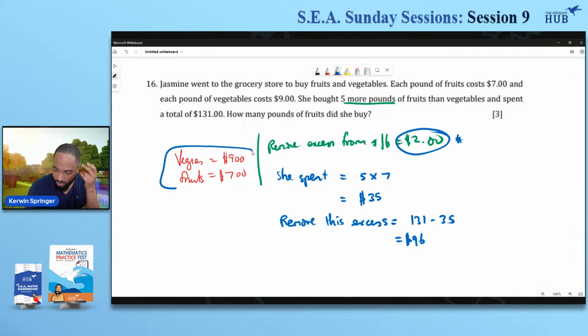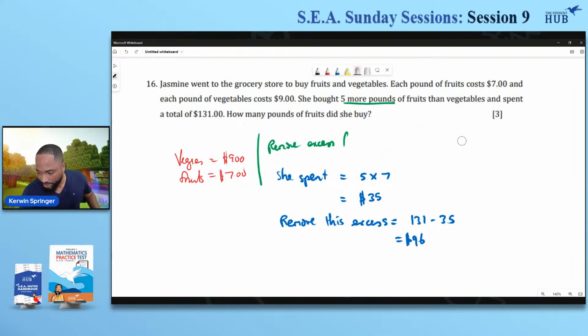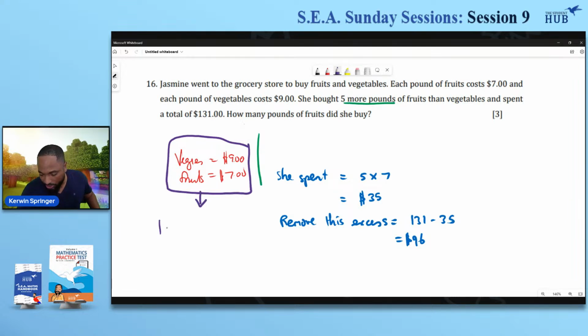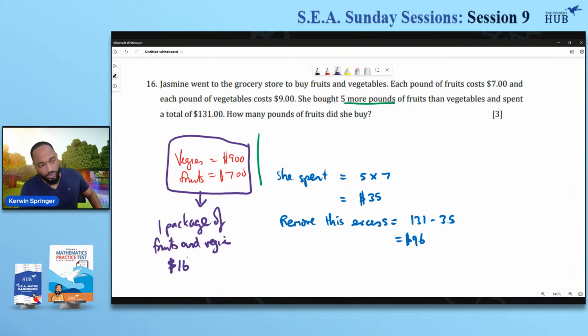Let me use a different color. I was planning to remove my excess $2, but I'll do a different technique. And this came in SEA as well. Let me use another color. I will use purple. I will consider this as 1 package of fruits and veggies. So this is 9 plus 7, $16. Y'all understand? So 1 pound of fruits and vegetables costs $16.